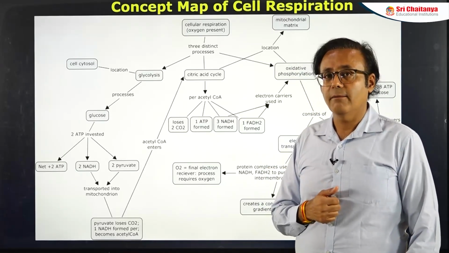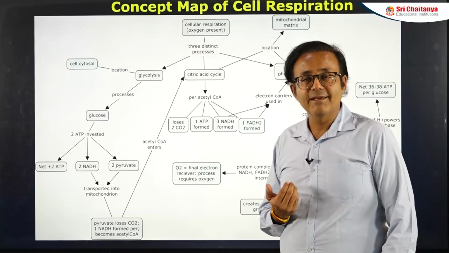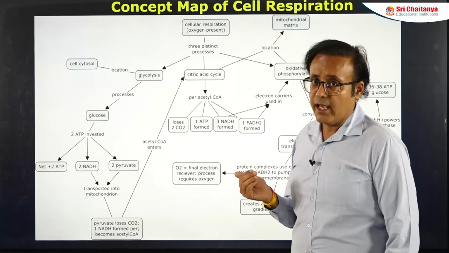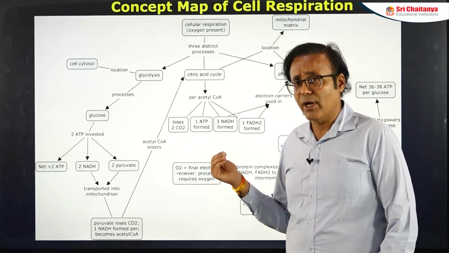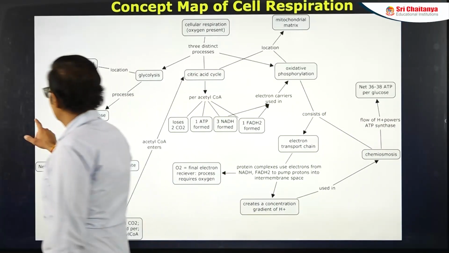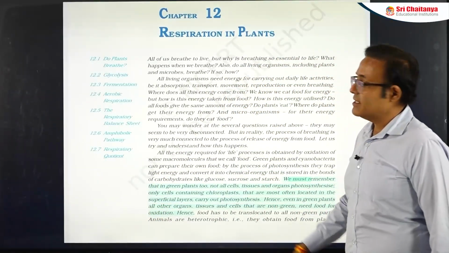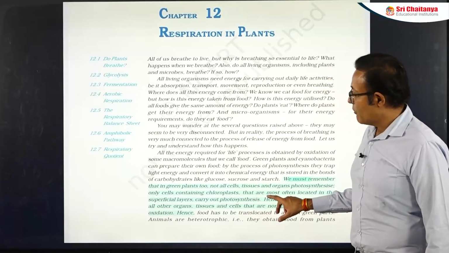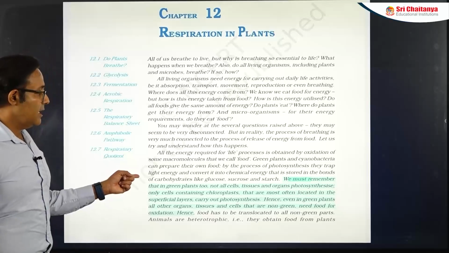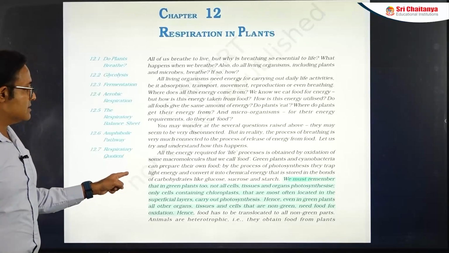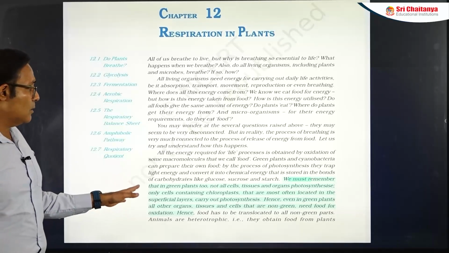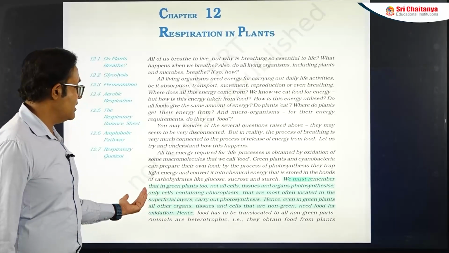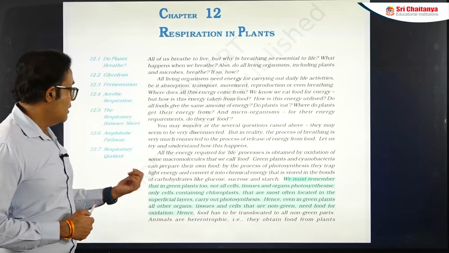So I'm projecting here the page-wise NCERT, respiration in plants, and I have highlighted some important points from that chapter. So let us discuss. This is what the whole chapter is about, as given in the NCERT textbook. This point which I have highlighted, we must remember that in green plants too, not all cells, tissues and organs photosynthesize. Only cells containing chloroplasts, that are most often located in the superficial layer, carry out photosynthesis. Hence, even in green plants, all other organs and tissues need food for oxidation.